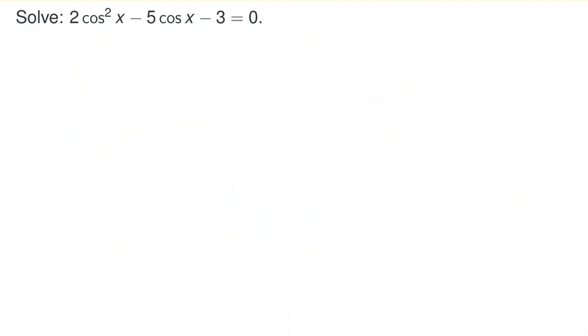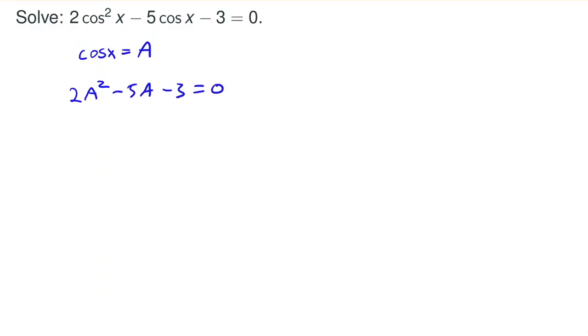Solve 2 cosine square x minus 5 cosine x minus 3 equals 0. So here, again, we're looking for an angle that makes this equation true. So for a problem like this, what we can do is let cosine of x be a, capital A. So we can replace it here, and I'll explain why we do that. We have 2a squared, because cosine squared, minus 5a minus 3 equals 0.